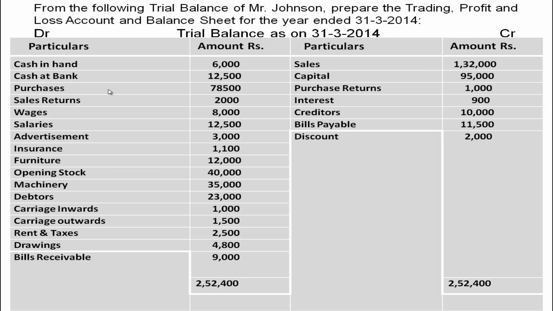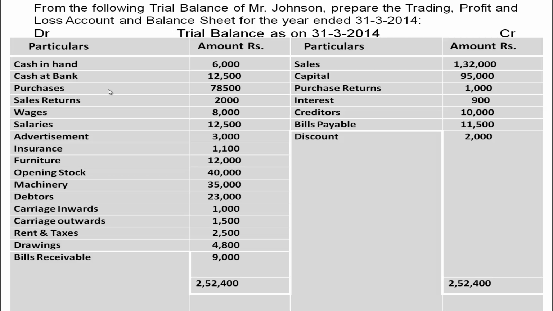The promoter or the owner of the business has withdrawn some amount from the business, which is called drawings, which is 4,800, and the bills receivable is 9,000. Coming to the credit side, we have sales of rupees 1,32,000. The capital amount is 95,000. Purchase return is 1,000. Interest is 900 rupees. Creditors is 10,000, bills payable 11,500, and the discount is 2,000.